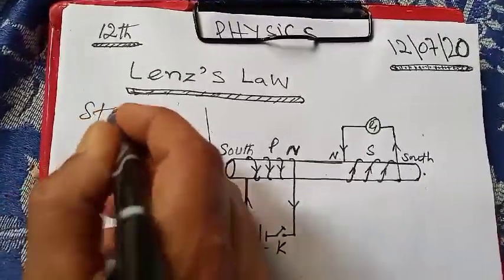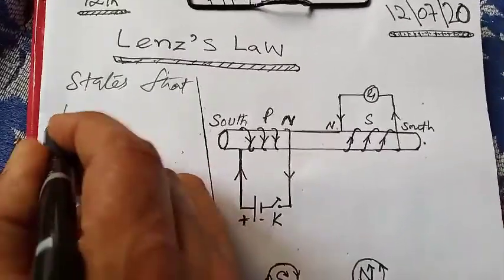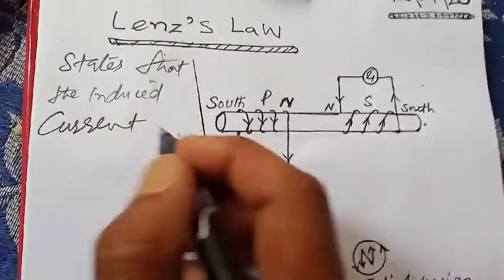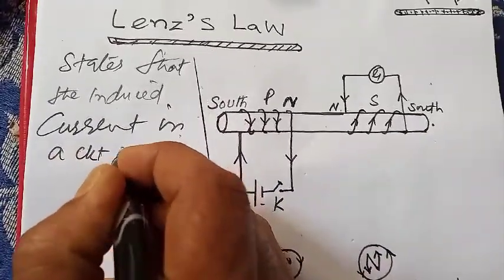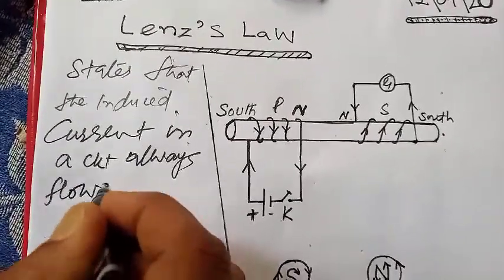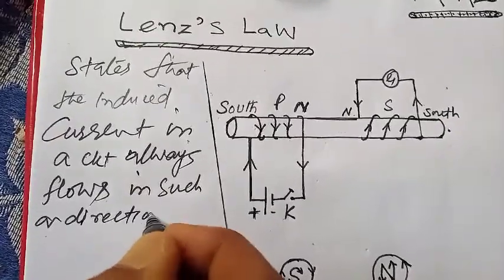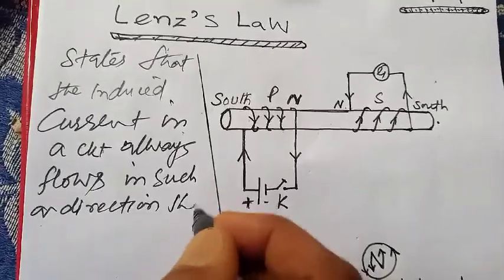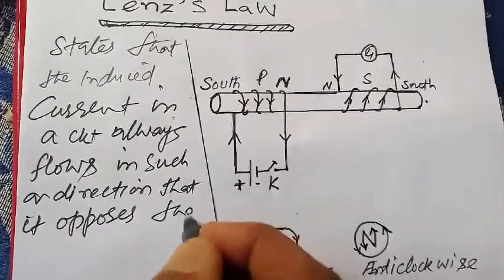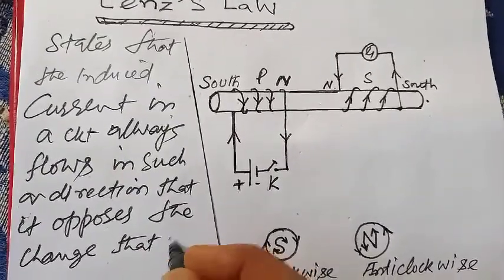It states that the induced current in a circuit always flows in such a direction that it opposes the change that produces it.